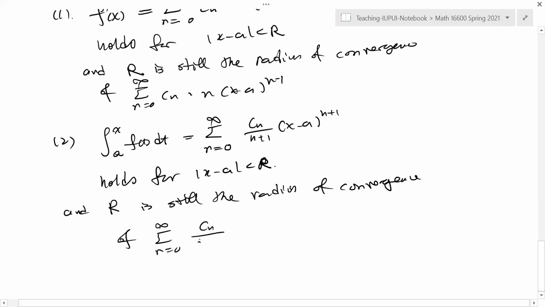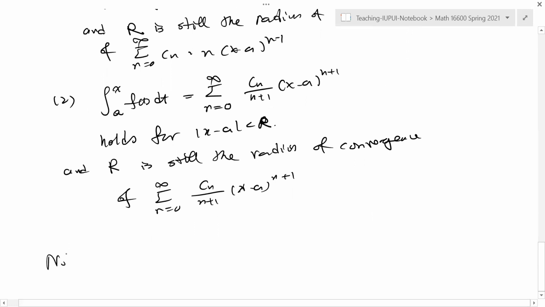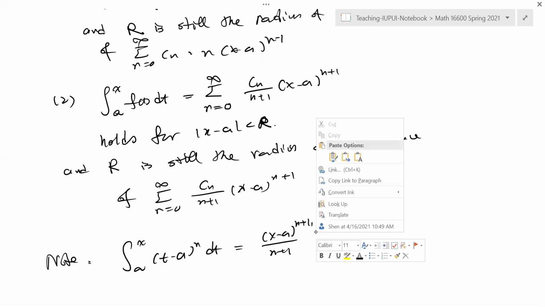So how do we get this new series? We integrate each term. I put a note here: if you integrate t minus a to the nth power, that is just equal to x minus a to the n plus 1 over n plus 1. That's how we get this.